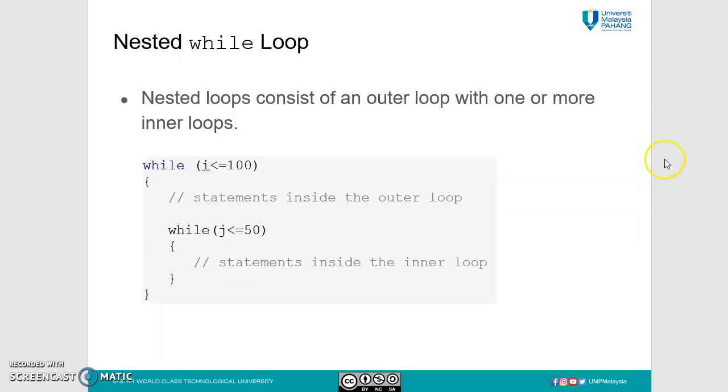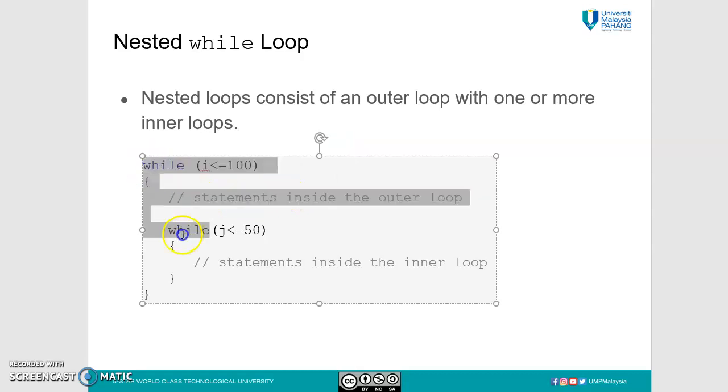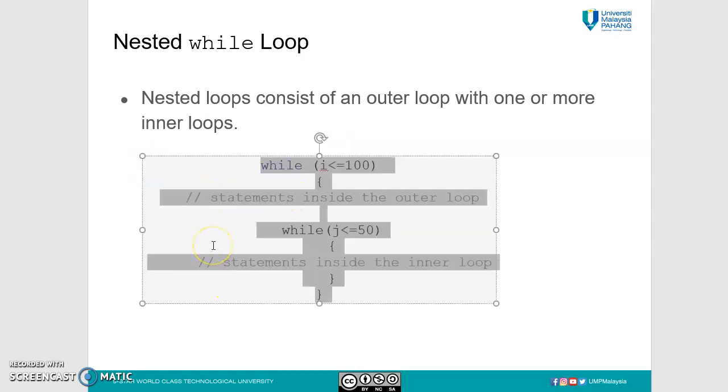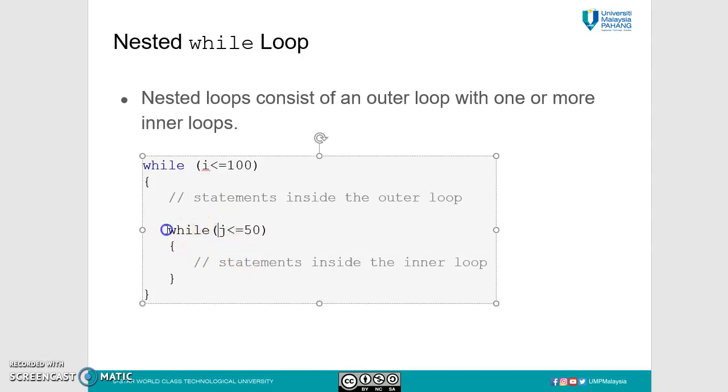Let's proceed. We also have nested while loops. What do we mean by nested while loop? Nested loops or nested while loops consist of an outer loop with one or more inner loops. So inside a loop there is another loop. The outer loop uses integer i and the inner loop uses integer j for this case.